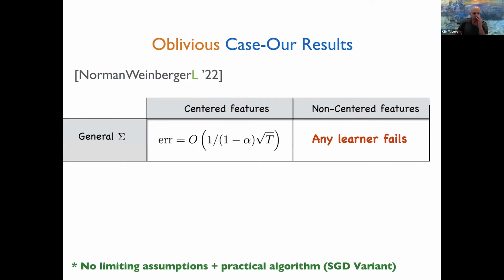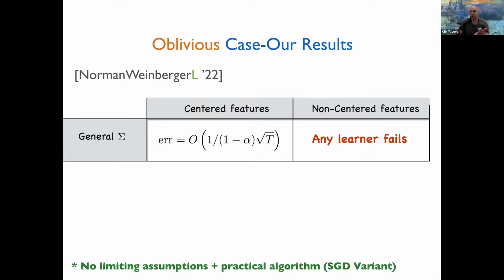So more specifically, in our analysis, we divide into two cases. The first case that we discuss is for general sigma, general covariance matrix. And we show that this case is actually divided into two interesting subcases. The first subcase is when the features are centered, meaning that the expectation of the features is equal to 0. And in this case, we show that we can find an algorithm that ensures that the generalization error will go to 0 as the number of samples increases. And this is the first result for the case of general covariance matrices.